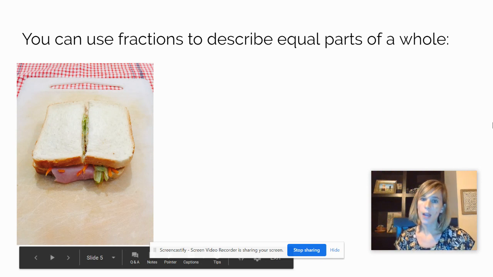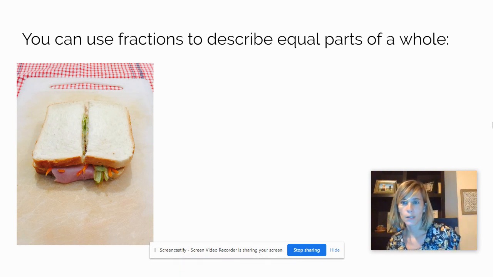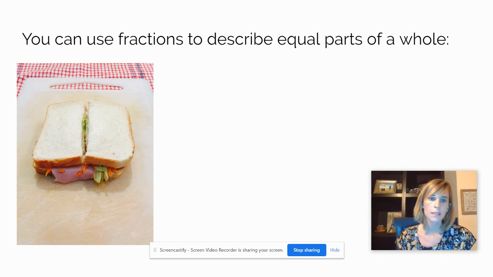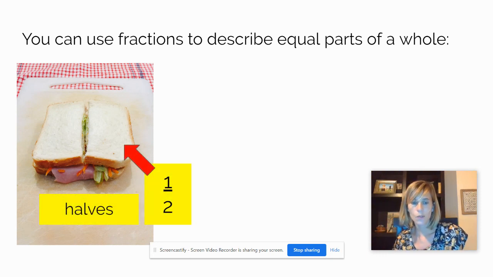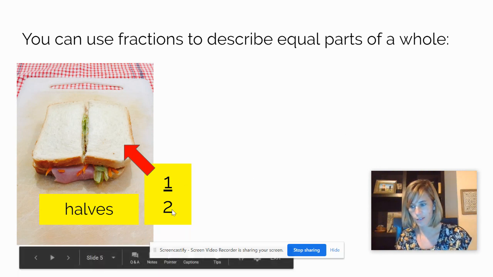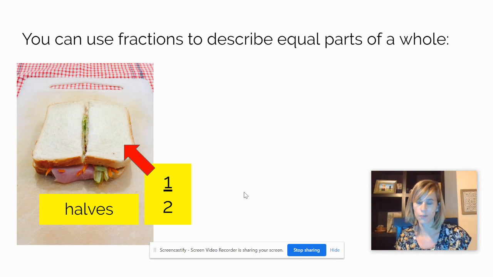So you can use fractions to describe equal parts of a whole. This is important because this is really how we use fractions in the real world. I've got my sandwich here from lunch. It's a whole sandwich, but it's divided into 2 equal parts. If I eat only one part, I eat 1 out of 2 equal parts. So you write this as 1/2. And 1/2 is a fraction.